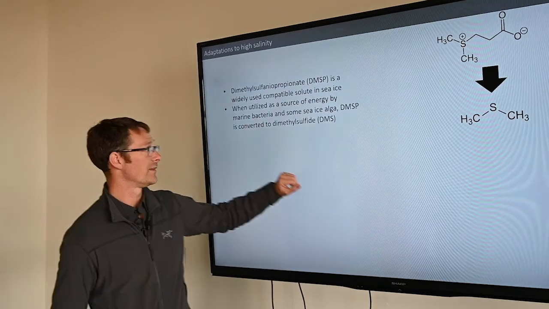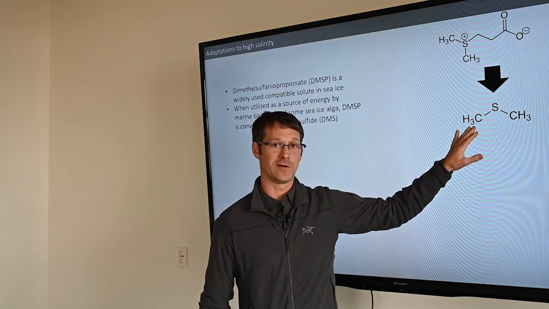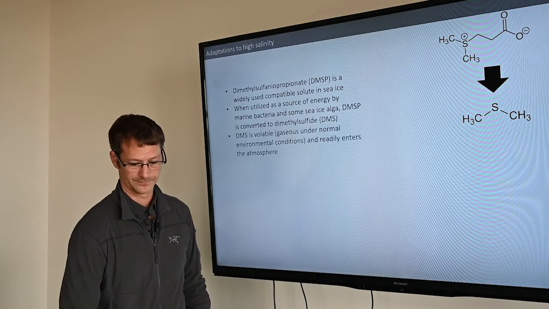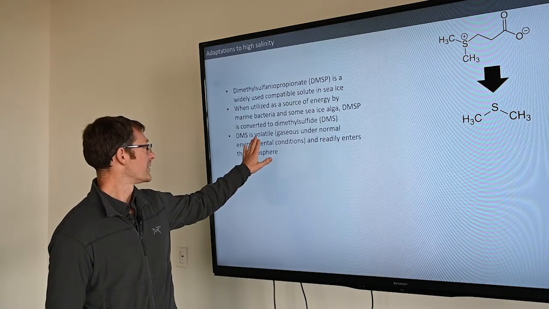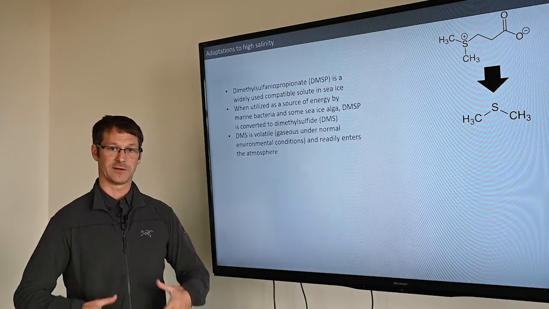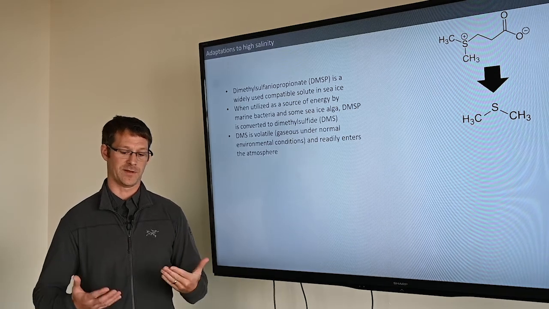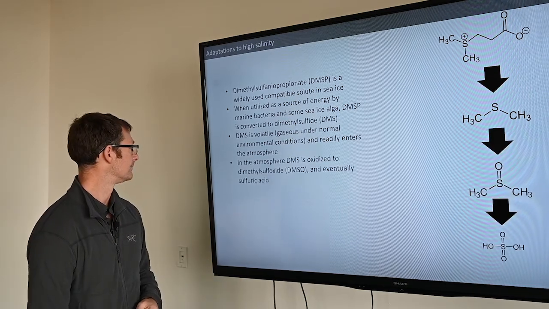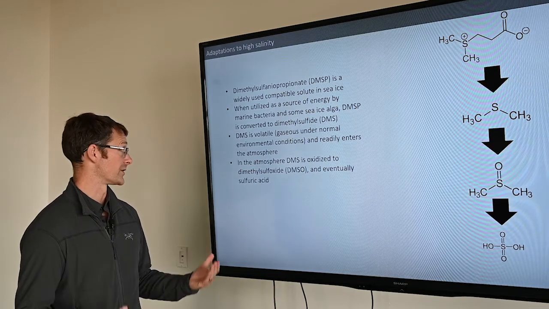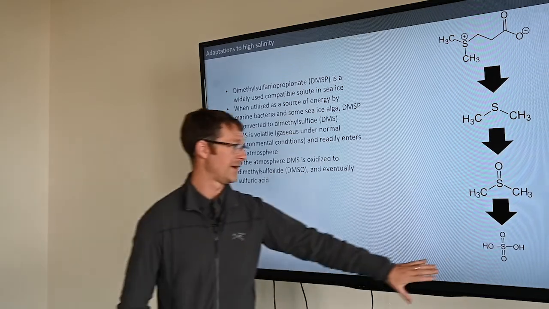When they do this, one pathway for using DMSP produces a compound known as dimethyl sulfide, or DMS. Dimethyl sulfide is a volatile, meaning a gaseous compound, and it can leave the seawater or sea ice environment and end up in the atmosphere. Once in the atmosphere, DMS is oxidized to dimethyl sulfoxide, or DMSO, and eventually to sulfuric acid.